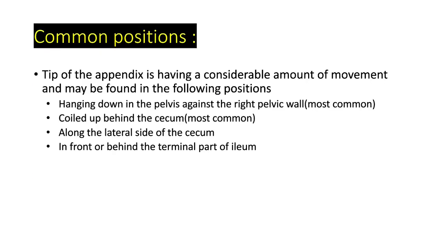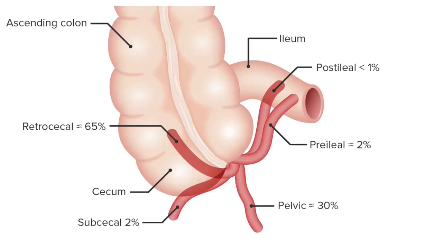The common positions of the appendix are as follows. The tip of the appendix has a considerable amount of movement and may be found in the following positions. The first is hanging down in the pelvis against the pelvic wall, which is the most common, then coiled up behind the cecum. Along the lateral side of the cecum is the next position, and the last position is in front of and behind the terminal part of the ileum, as you can see here.